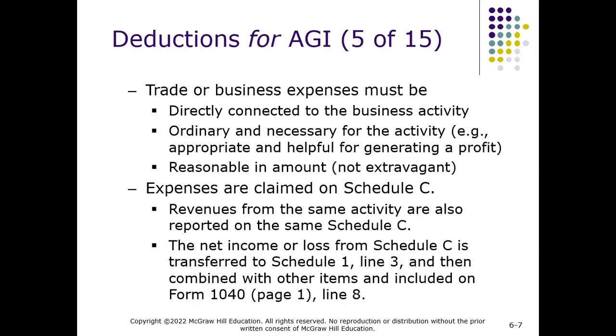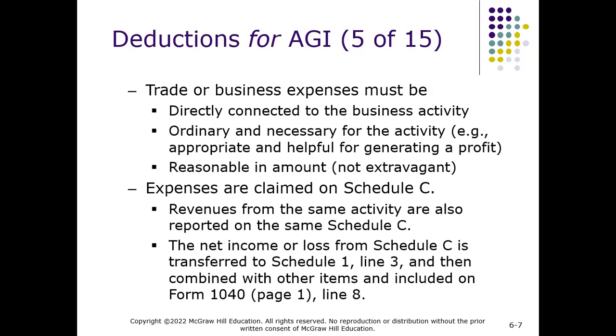So again, trade or business expenses must be directly related to the business activity. In your sole proprietor, that's what we're focused on here for now. We'll be talking about partnerships and corporations later, but they're directly related to the activity you're doing. They're ordinary and necessary for that activity, appropriate in helping you to generate a profit, and they're reasonable in amount. They're not extravagant as compared to other businesses who have the same expenses. Now, again, expenses are claimed on the Schedule C of a sole proprietor or a single member limited liability company. They can use a Schedule C as well.